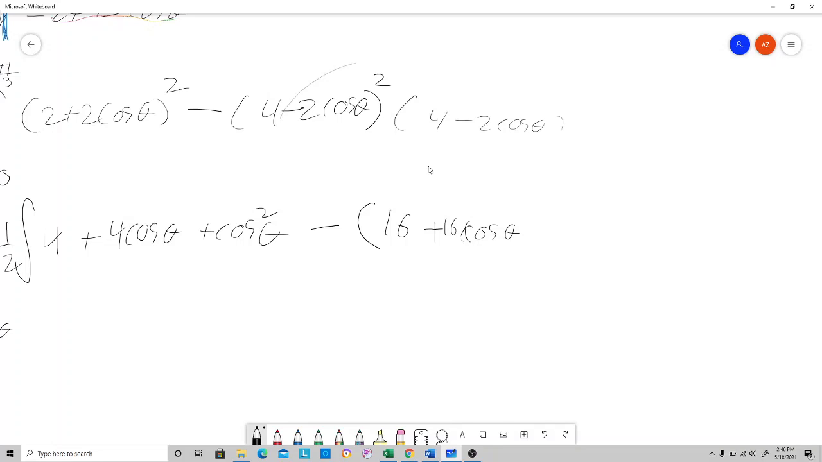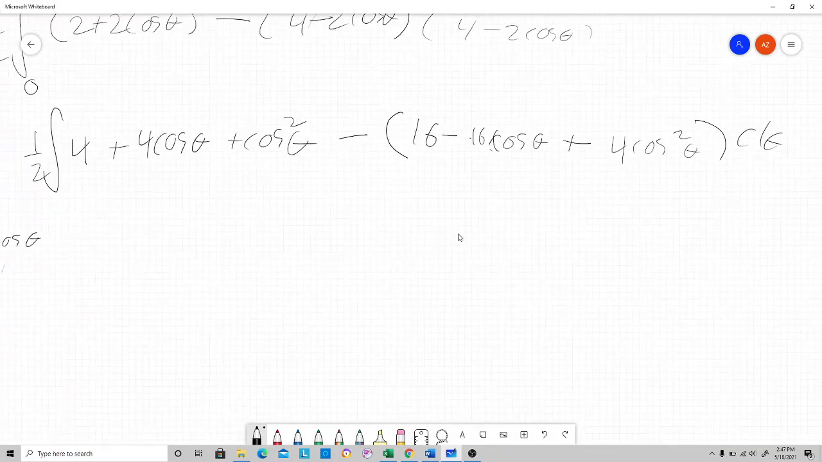Okay, and now we're gonna have plus 4 cosine squared theta. And I did make a slight mistake right here. It should be a negative. Sorry. Okay, so let's double check. 4 times 4 is 16, then this, and then this. Yes, okay.